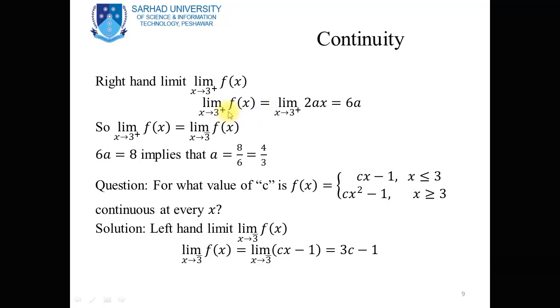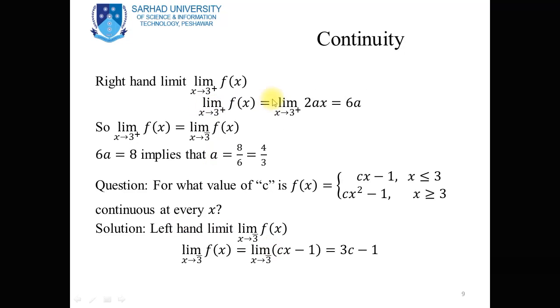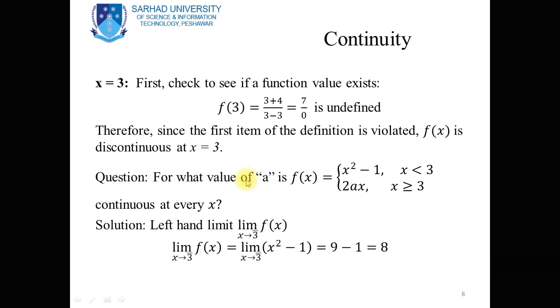In both cases we put x equal to 3, but this plus sign and this minus sign only represent the direction of the limit, left hand limit and right hand limit. So putting x equal to 3 in this piece for the right hand limit, 2ax, we get 6a. Now in this question it is given that the function is continuous at every x. We want to find the value of a.